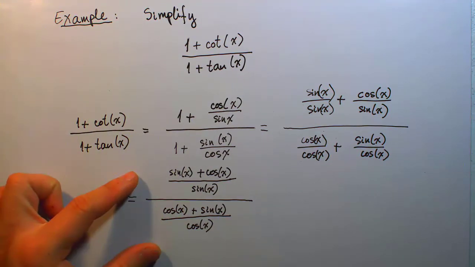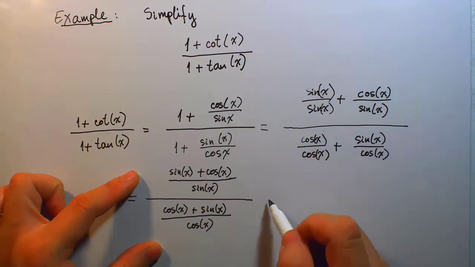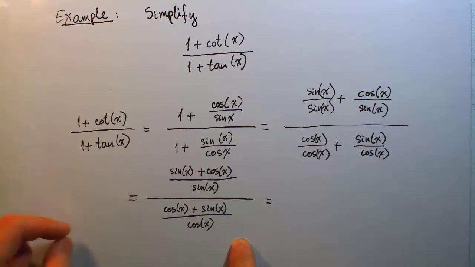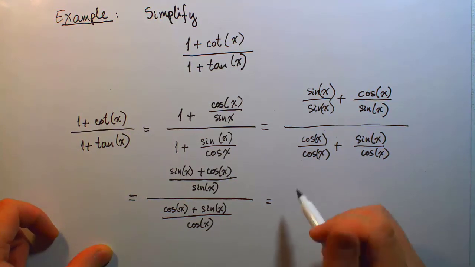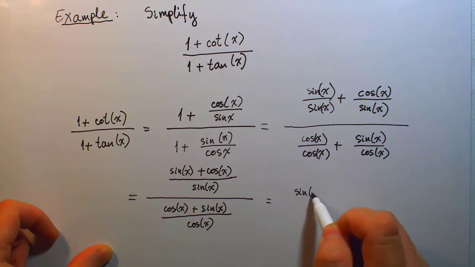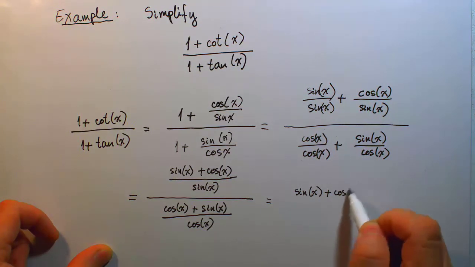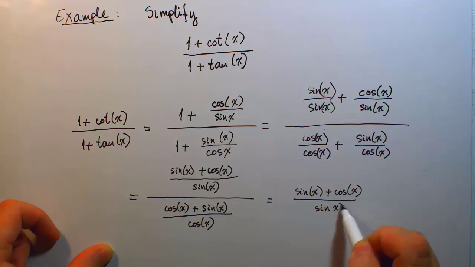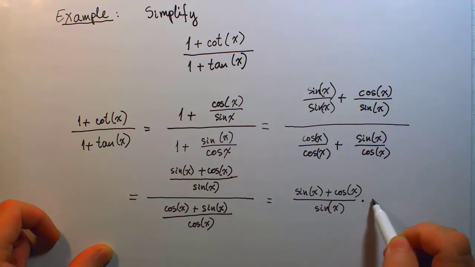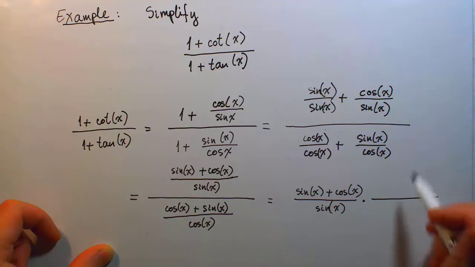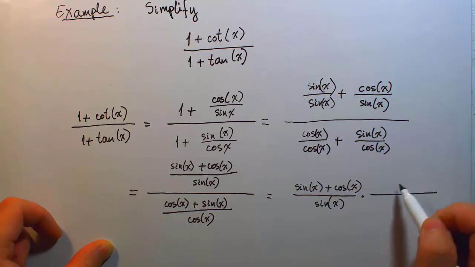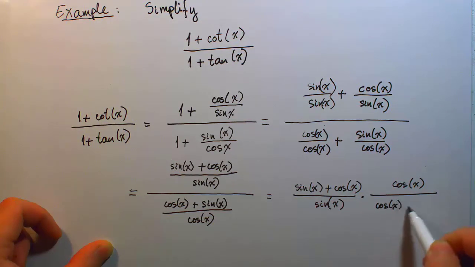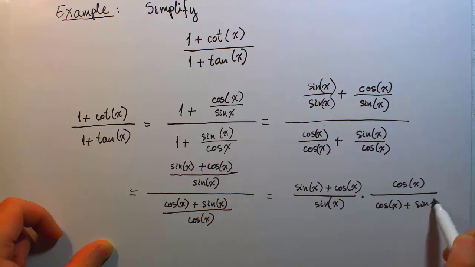And so we have quite a complicated expression here, but it's going to turn out a lot better in the next step. Now, a fraction in the numerator divided by another fraction in the denominator, so what I'm going to end up with is sine of x plus cosine of x divided by sine of x, and I'm going to multiply with the reciprocal of the other expression. And that leads me to having cosine of x here, divided by cosine of x plus sine of x.